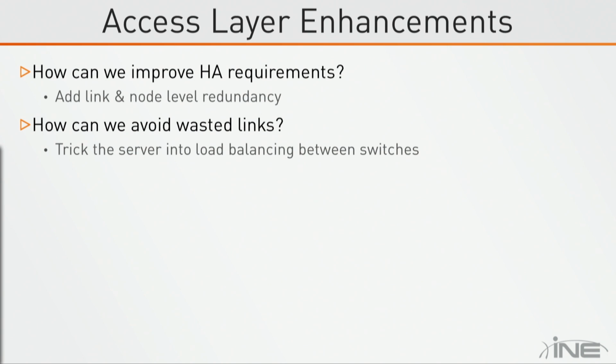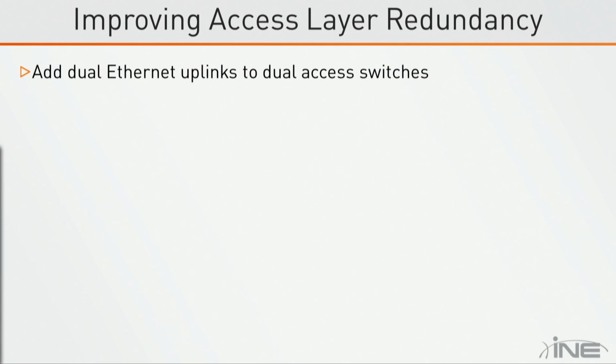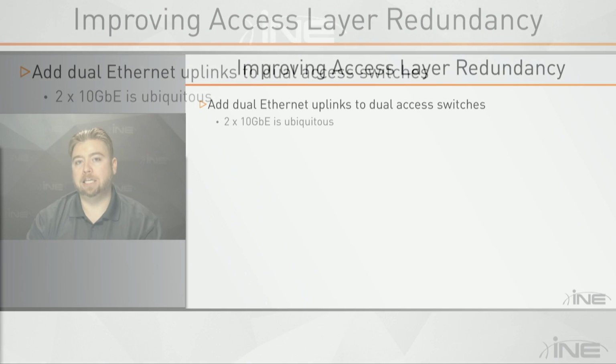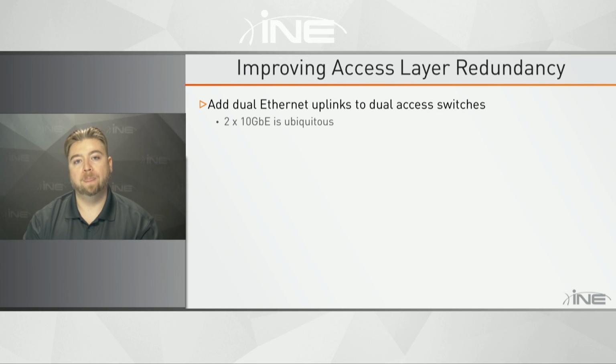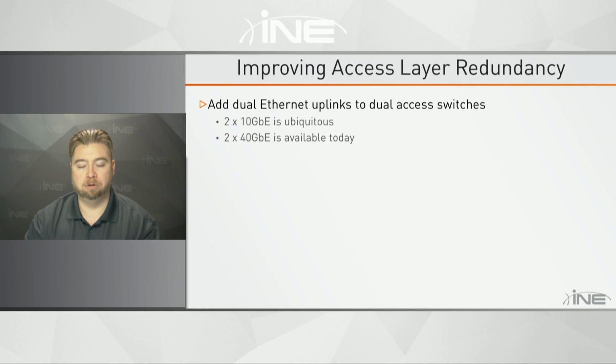Now, the first problem here, how do we improve the redundancy requirements? This is going to be fairly self-explanatory. The way we do this is just by adding dual uplinks. So in today's networks, 10 gig Ethernet is commodity, 40 gig Ethernet is available as cards down to the access layer. Future 100 gig, and then speeds in between there, 25, 50 gig, etc.